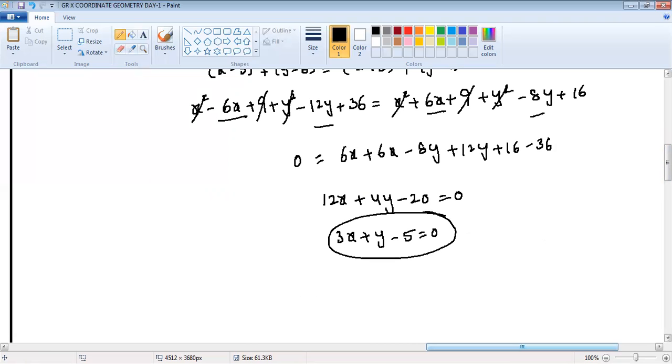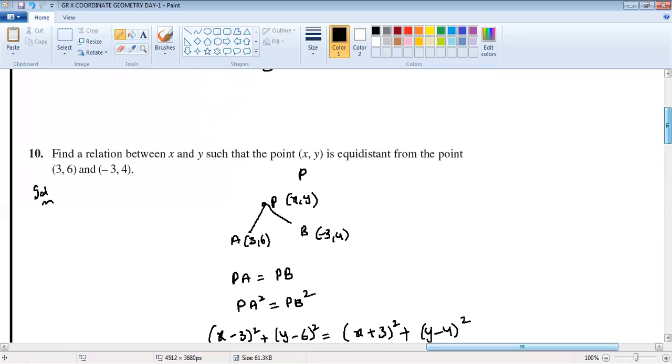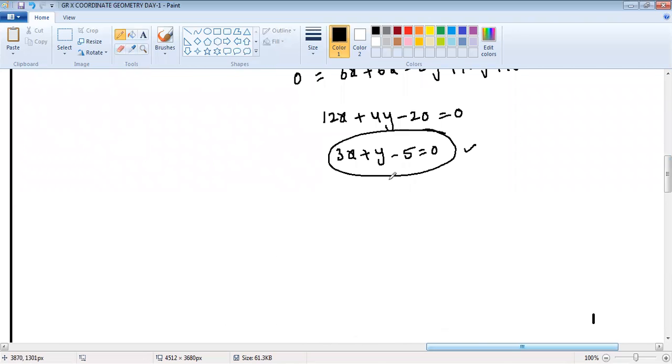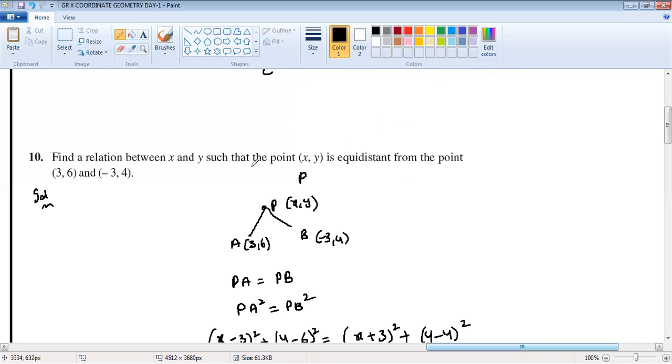See, what is the question asking? Find the relationship between x and y. So we are finding the relationship between x and y. What is that? 3x plus y minus 5 is equal to 0. This is the relationship between x and y. The question is to find the relation between x and y such that the point (x, y) is equidistant from these points. And we have applied the distance formula, root over (x2 minus x1) whole square plus (y2 minus y1) whole square. Please write the formula everywhere, wherever you are using certain formulas. This is totally the concept of distance from coordinate geometry.